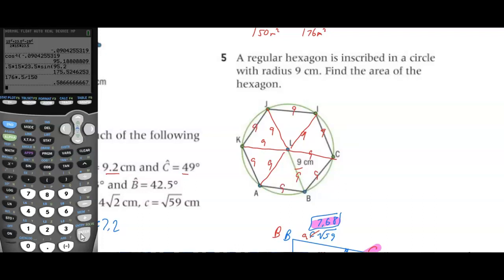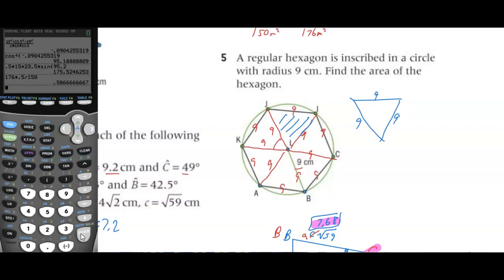And then the other thing that we want to know is what angle this is, because now that we have it divided up into 6 triangles, we can see that the way we're going to figure out the area of the entire hexagon is we're going to figure out the area of one of these triangles, and then multiply it by 6 because there's 6 triangles. So let me draw just this triangle here, and it's 9 by 9 by 9.